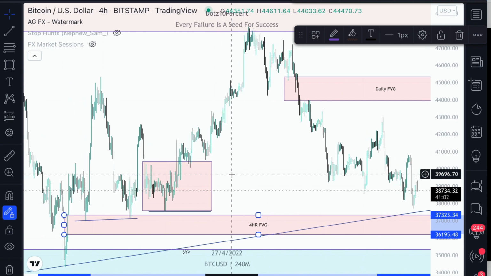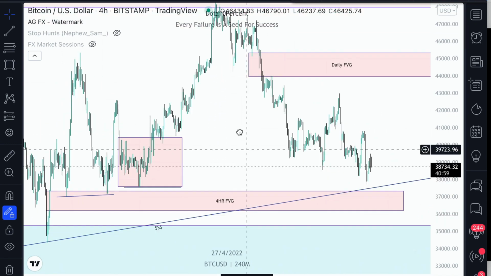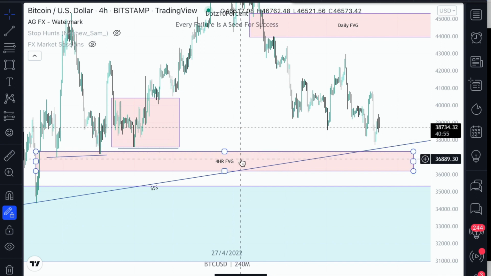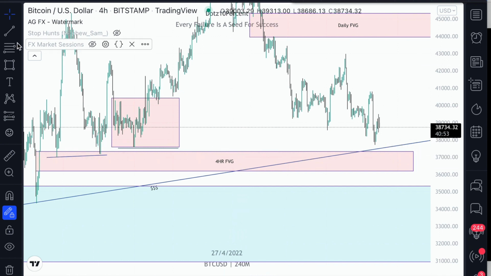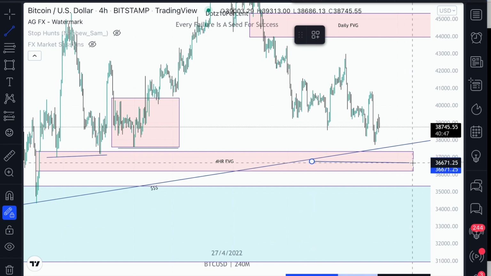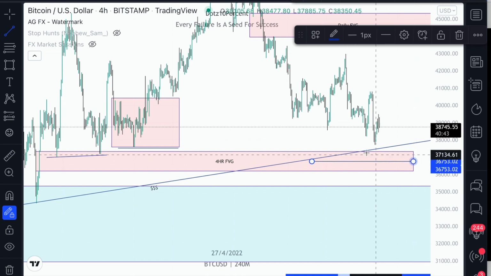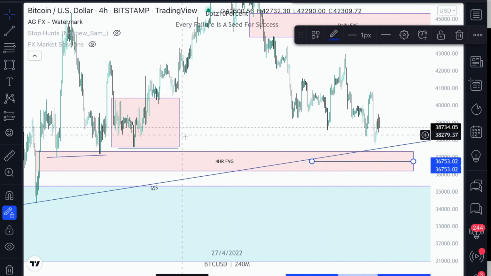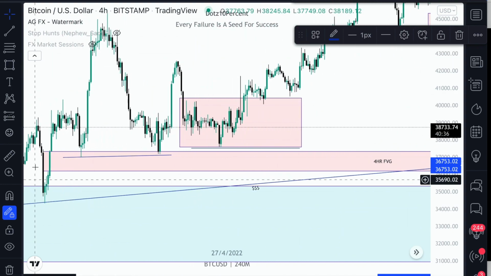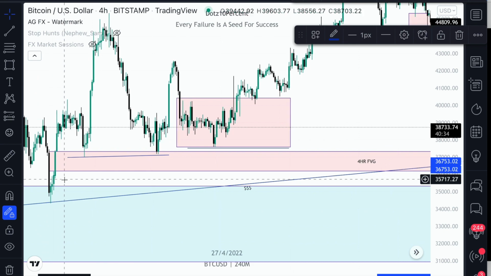So this is my viewpoint. I think next price will push down. I do want to see price trade into this. If I just eyeball it, 50% sits around here. Yeah, so that's about 36.7k ish, roughly. And for here, that's pretty much all I'd mark out.